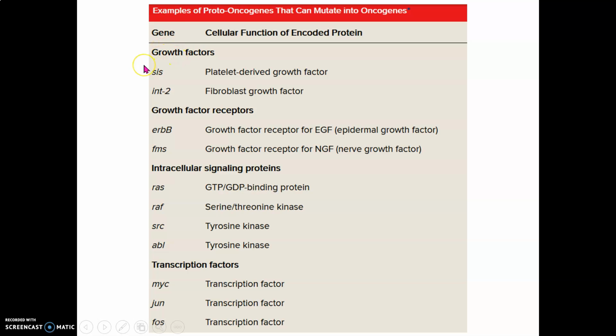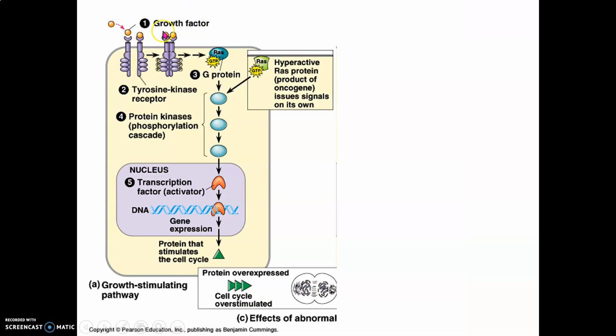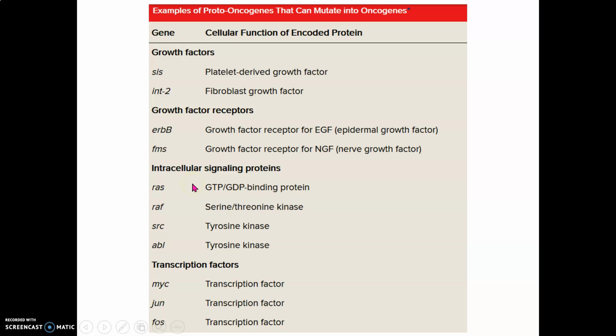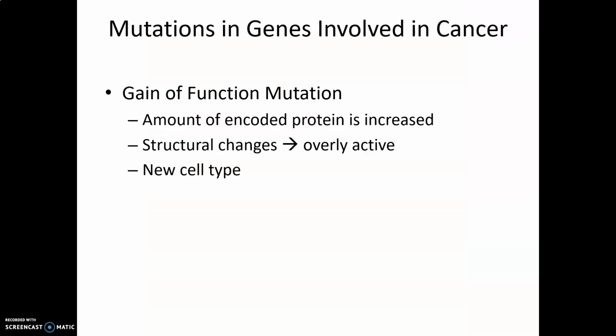But look, you can have mutations here in the growth factor. You can have mutations here in the receptor. You can have mutations here in the cascade intermediates. You can have mutations in the transcription factor. So all of those can be mutated to cause an oncogene, which can cause cancer. They do this by acquiring a gain-of-function mutation.